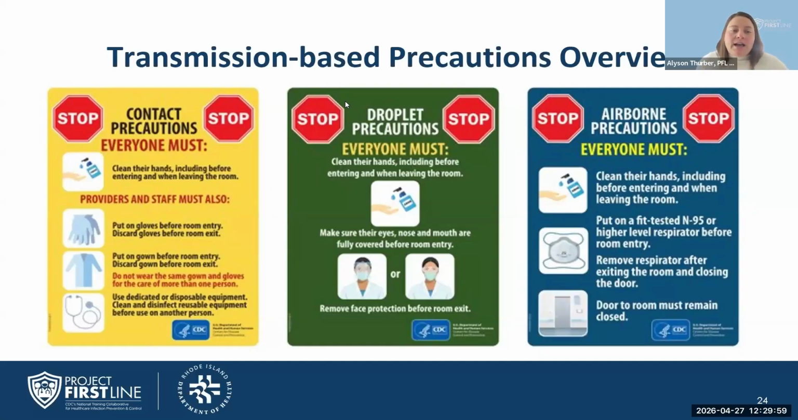So here we have the three posters in front of you, and you have the yellow poster for contact precautions. That's applicable for the pathway touch. You have the green poster for droplet precautions, which is utilized for the pathway splashes and sprays. And then the blue poster is airborne, which is used for germs that can be breathed in.